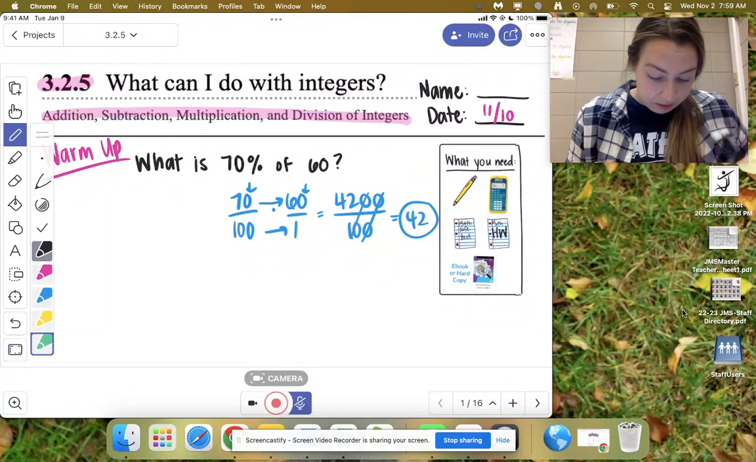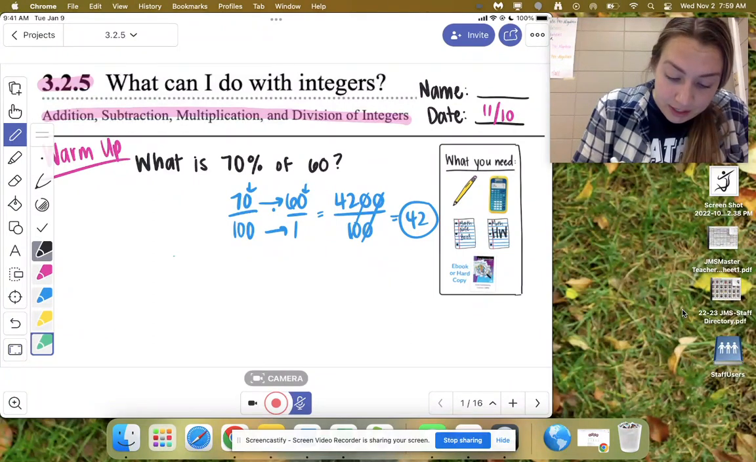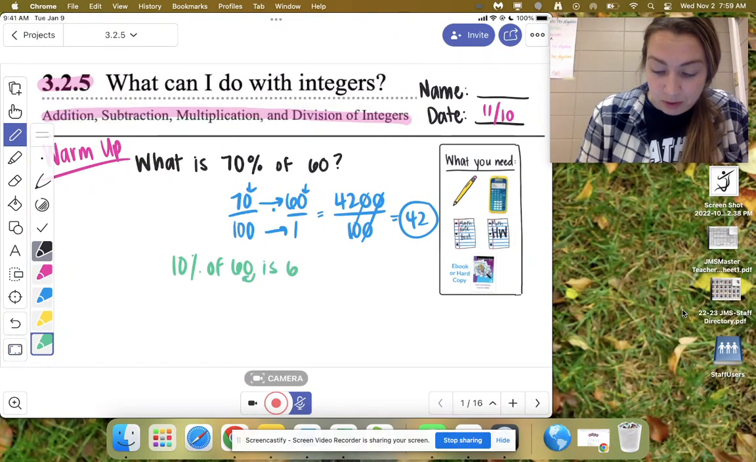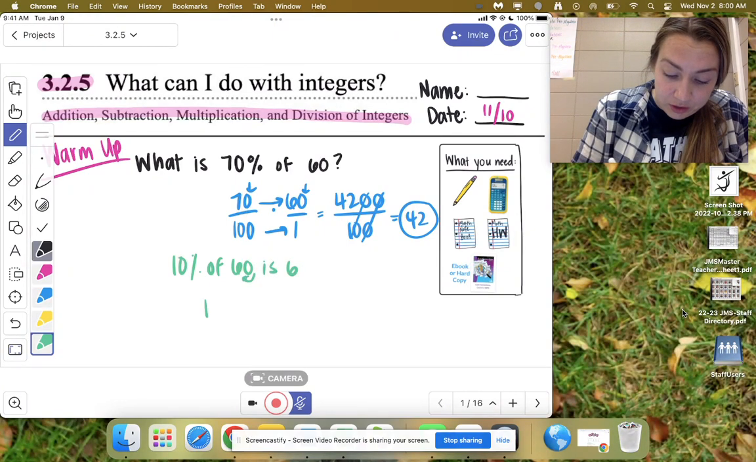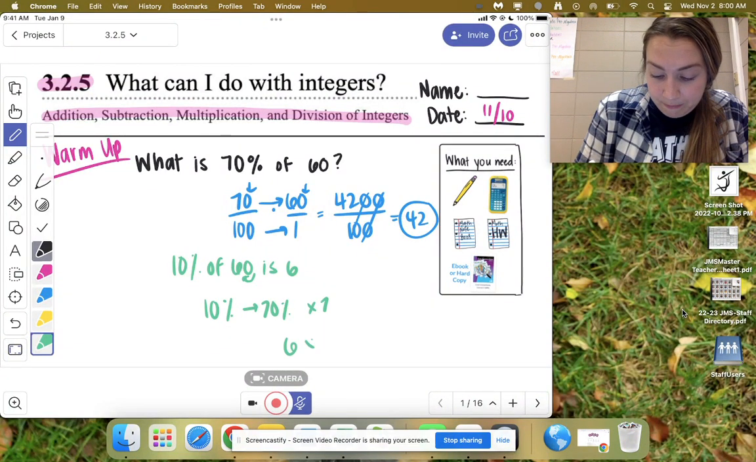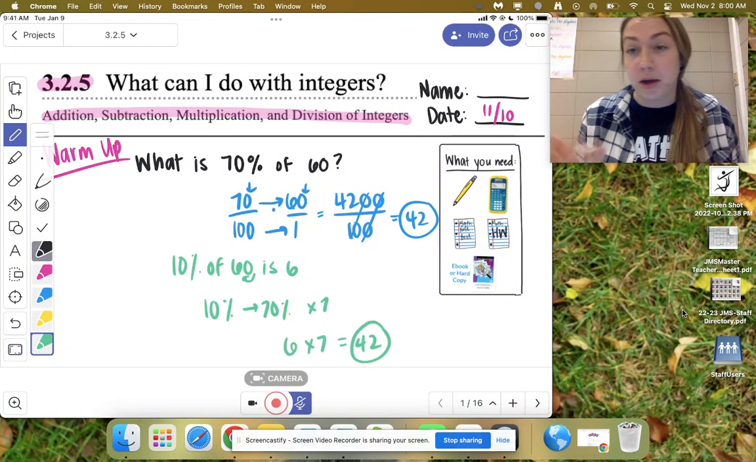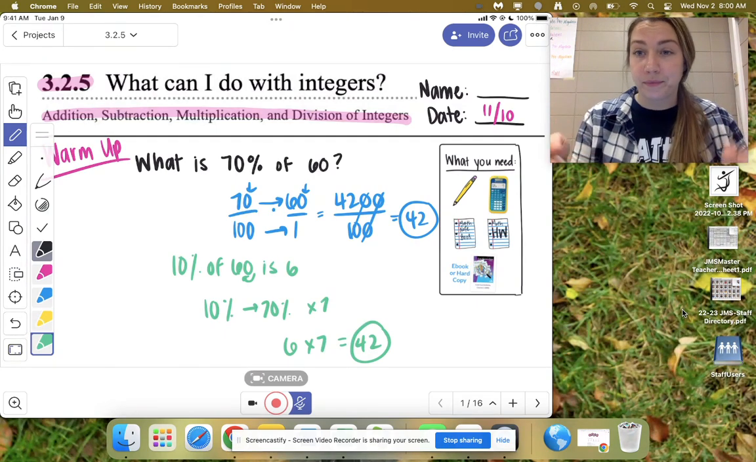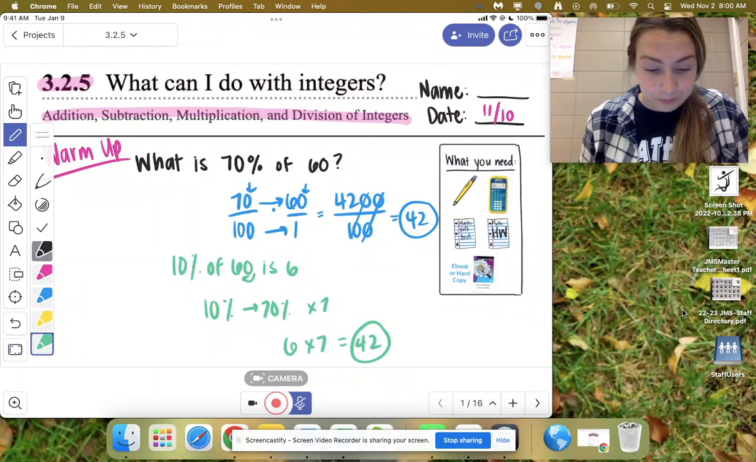I can imagine some people did mental math and said, well, 10% of 60 is 6, because they just moved the decimal back 1, and then said, to get from 10% to 70%, you have to multiply by 7, and 6 times 7 is 42. I know that's how some people's brains work. If you did it another way, awesome, great, wonderful. I'd love to hear it another time.